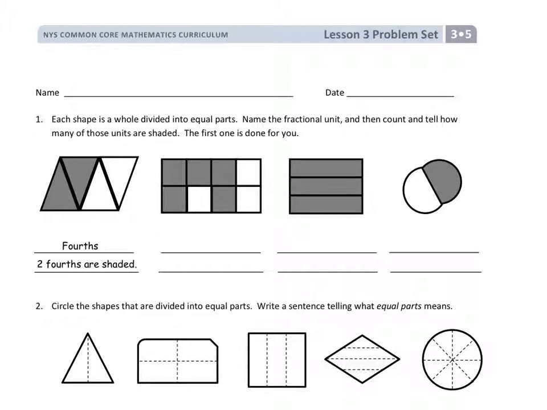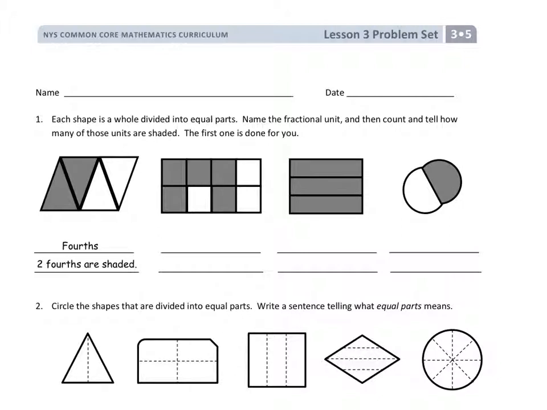Number 1 was done for us. You can see they write fourths right here. The reason they wrote fourths is because there's 1, 2, 3, 4 equal parts in this shape. Again, it's 1, 2, 3, 4. That means it's fourths, and 2 fourths are shaded.